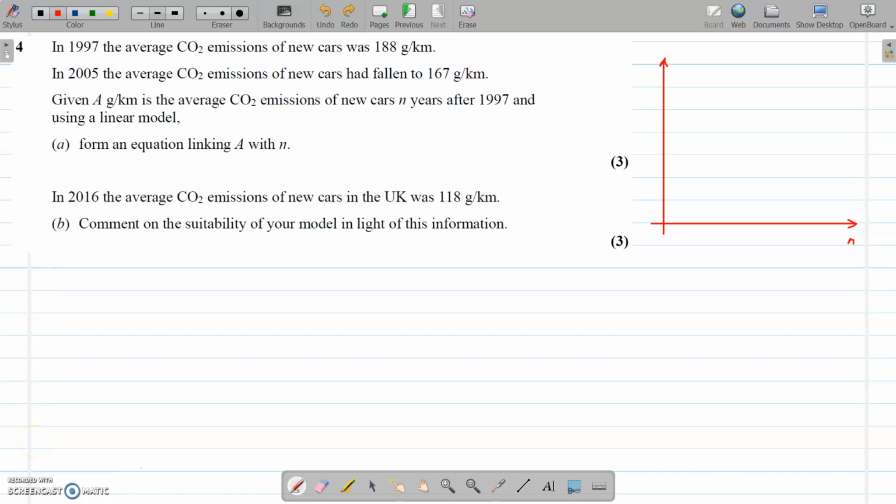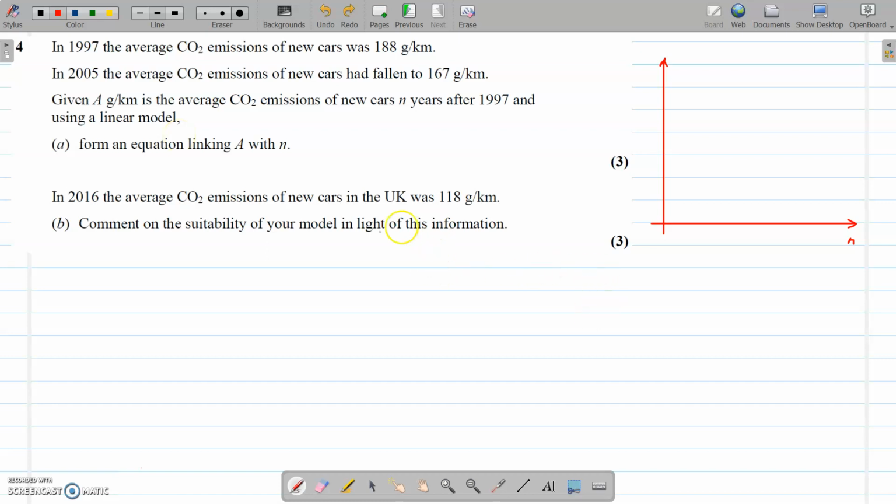Welcome to question 4 on the Year 12 PPE. This question is a modelling question concerning carbon emissions from cars over a period of time. So starting in 1997, they give you the rate of emissions of new cars, and it seems that it's fallen by 2005, and the suggestion is it will continue to fall at a linear rate, and we need to use a linear model to show this.